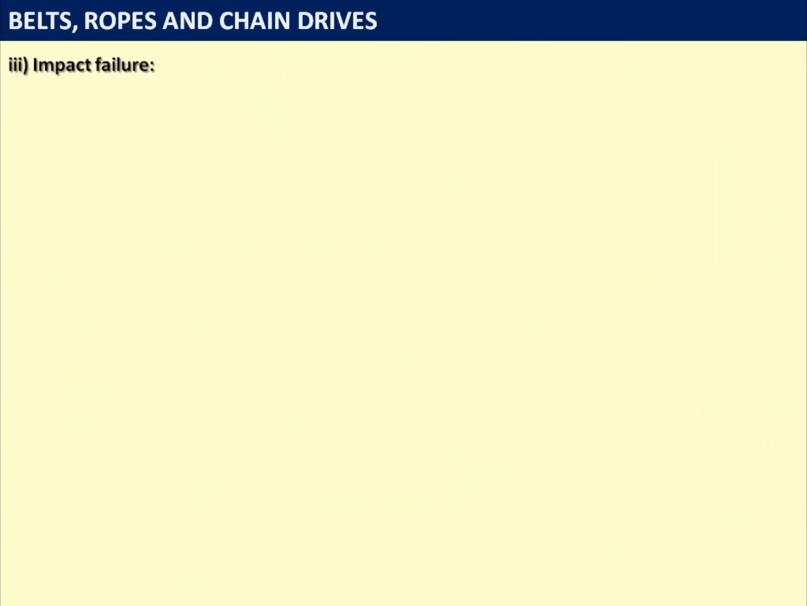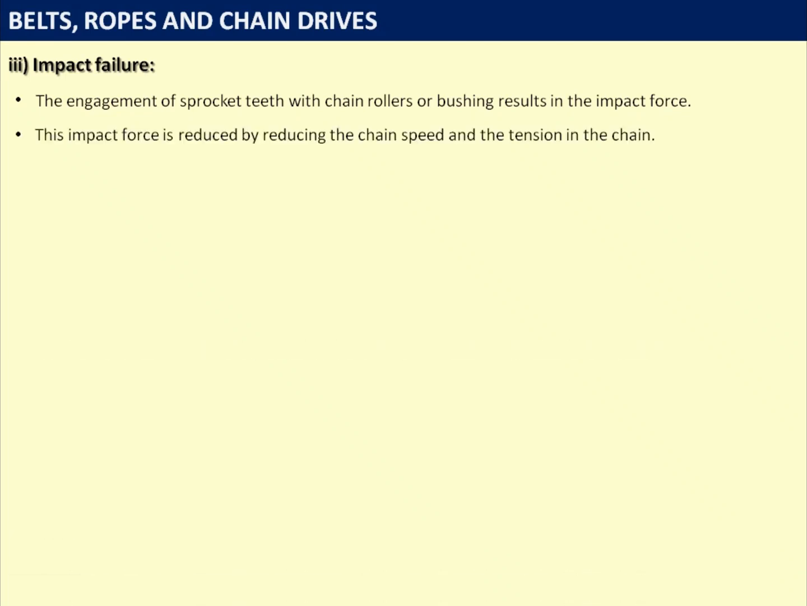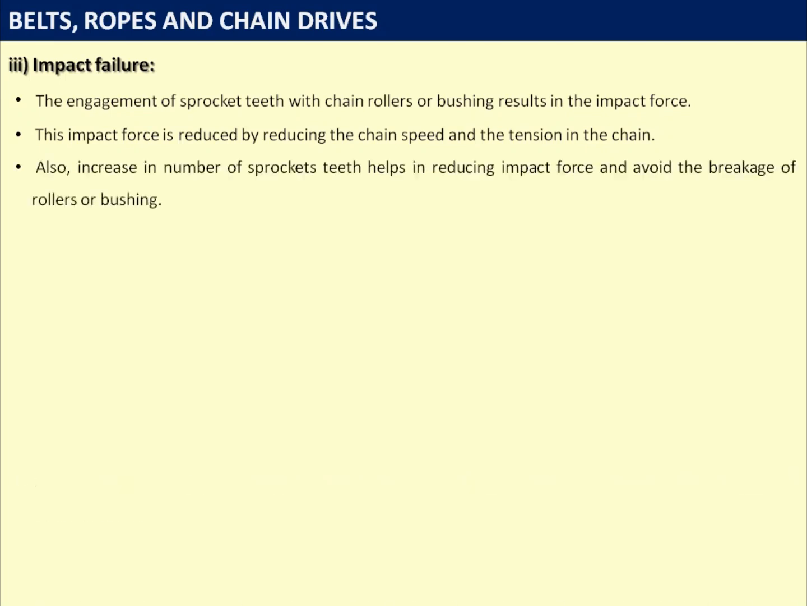Next is the impact failure. The engagement of sprocket teeth with chain rollers or bushing results in the impact force. This impact force is reduced by reducing the chain speed and the tension in the chain. Also, an increase in the number of sprocket teeth helps in reducing impact force and avoiding the breakage of rollers or bushings.